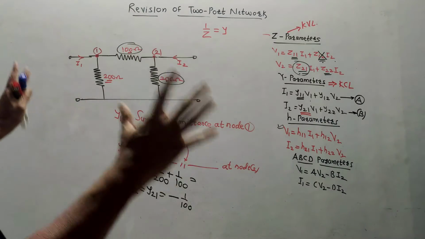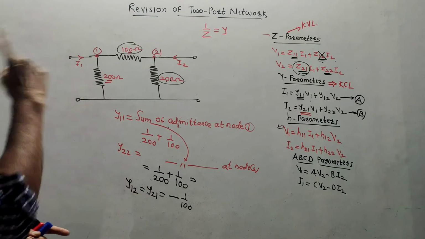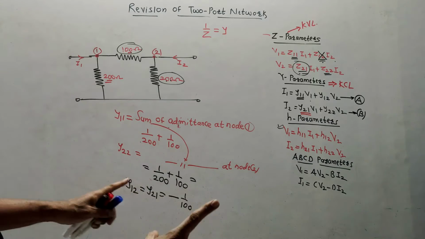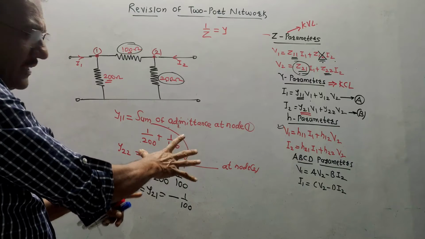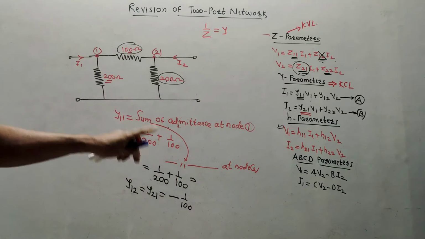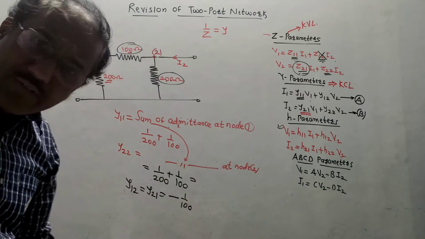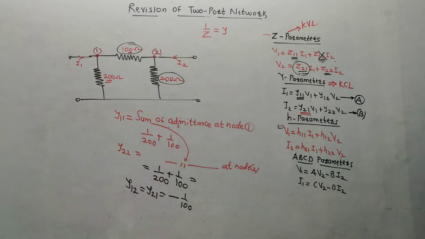Simply keep in mind, if it is a T network, use the Z parameter formula. If it is a pi network, don't do any calculations, directly memorize this formula. These are simple formulae, so you can directly write the answer. If it is not a pi network, apply KCL for Y parameters.